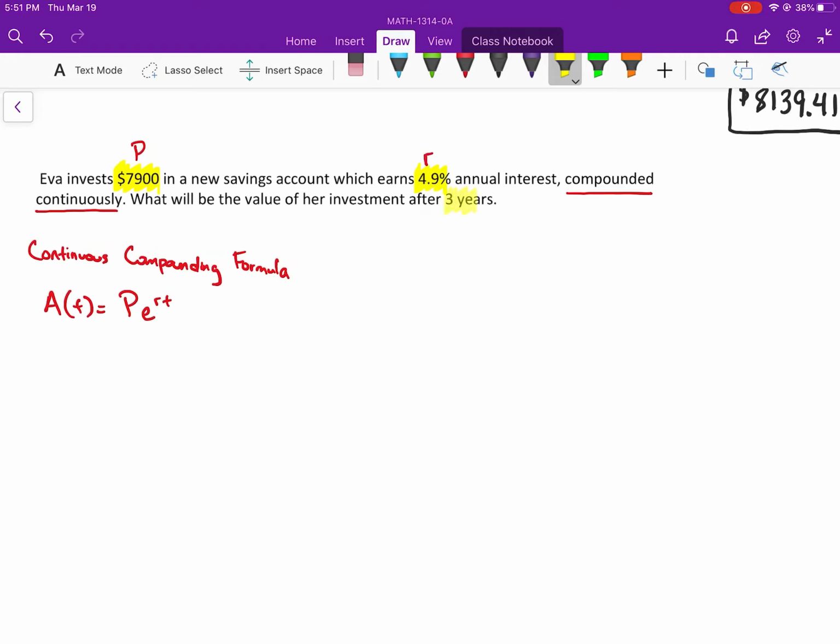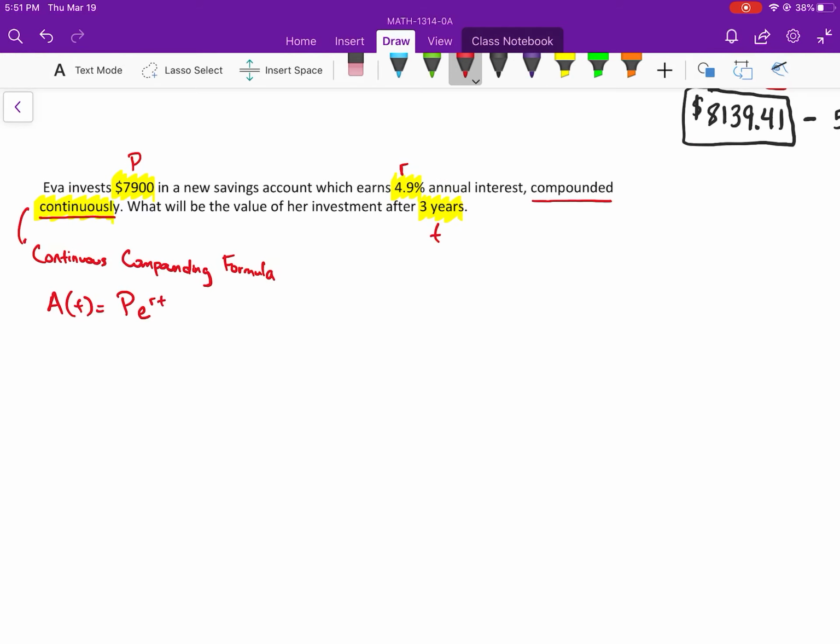There we go. Okay, and then of course that word continuously right there, which means I have to use this formula right here. Okay, now if it says it's compounded any other way besides continuously, that would be monthly, annually, quarterly, bi-monthly, daily, then you must use the formula that we previously used, okay? But you only use this one if you see that word continuously, okay?